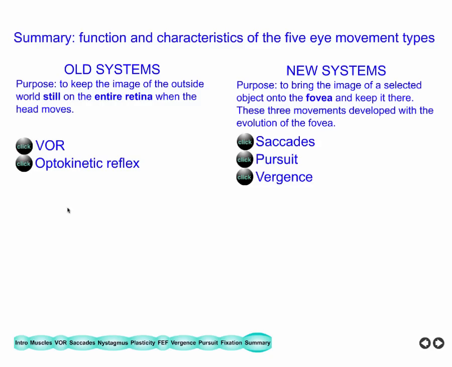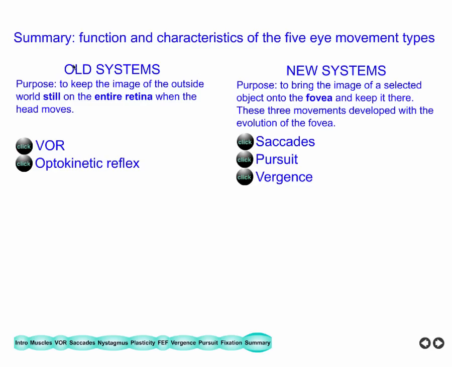So, I'll just finish off and summarize it. We had 5 types of eye movements. You can divide them up into old ones and new ones. The VOR and the optokinetic reflex are old ones. Saccades, pursuit, and vergence are new ones.